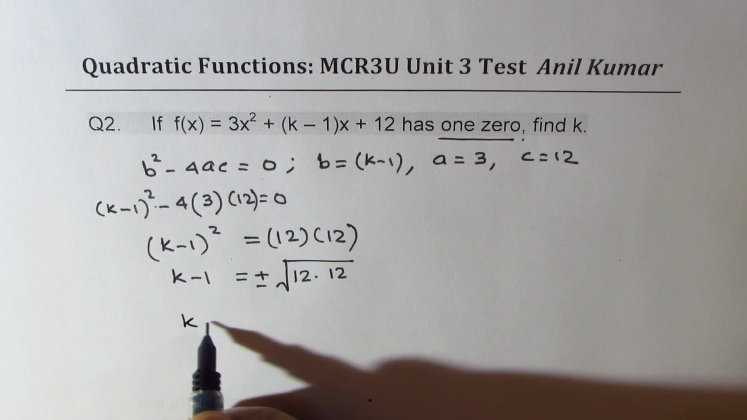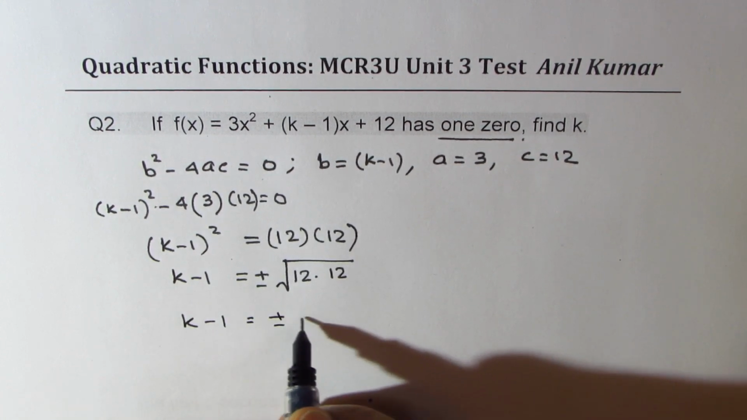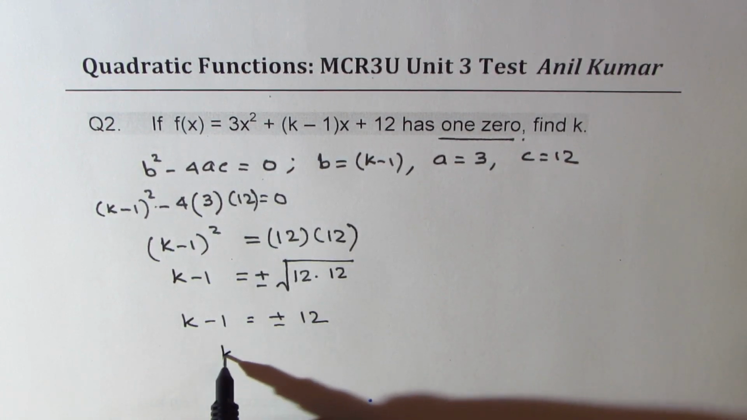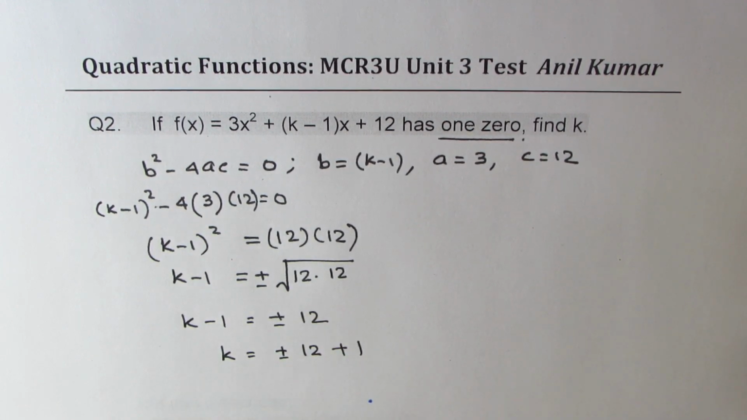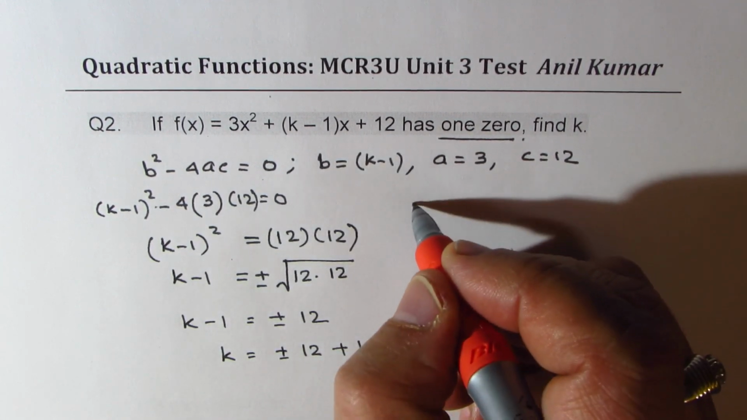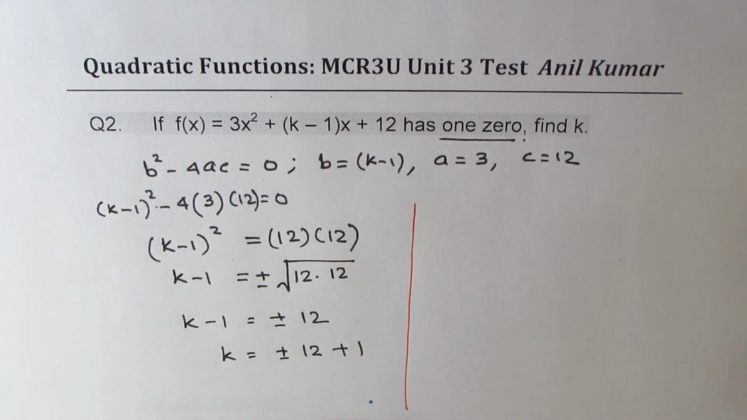Obviously, this is 12, right? So which gives you plus minus 12. And the value of k is plus minus 12 plus 1. So we get two values for k when the equation will have just 1 zero.